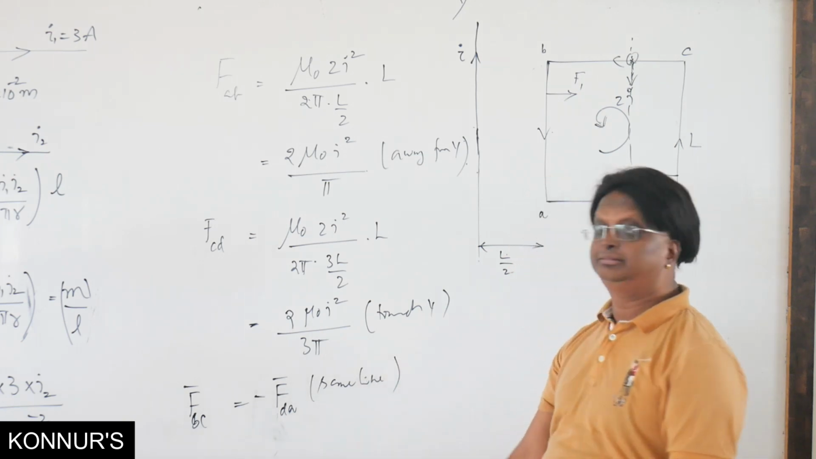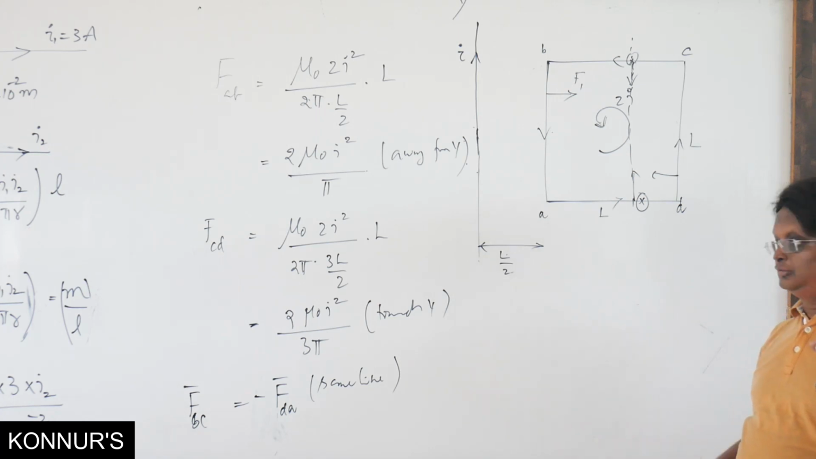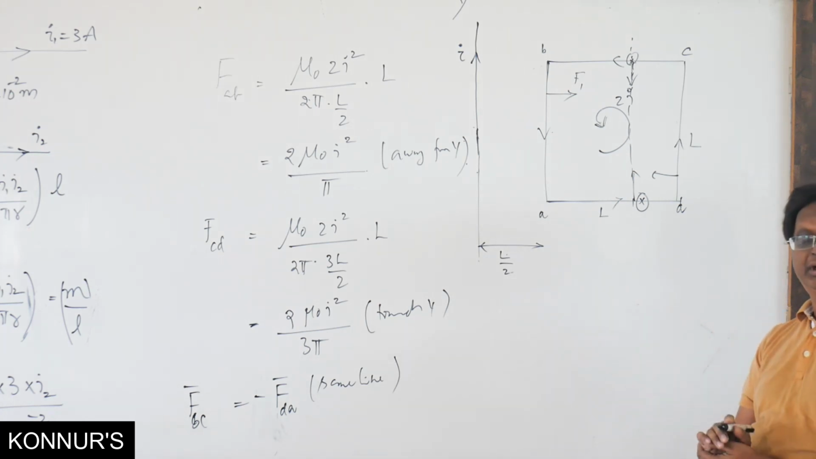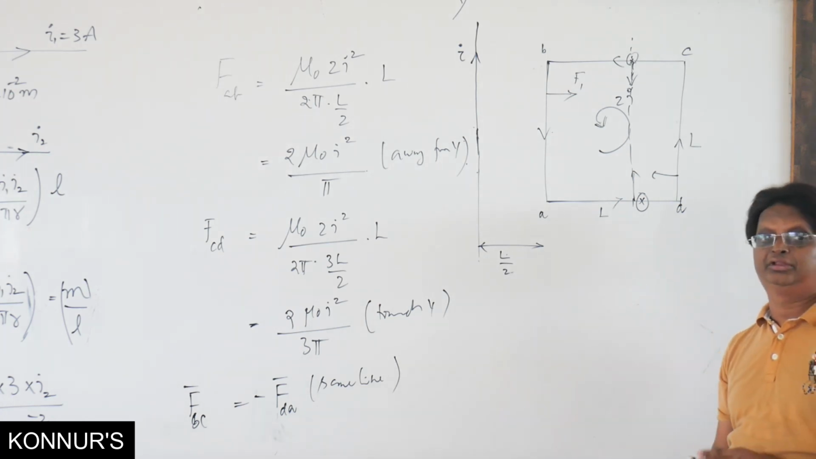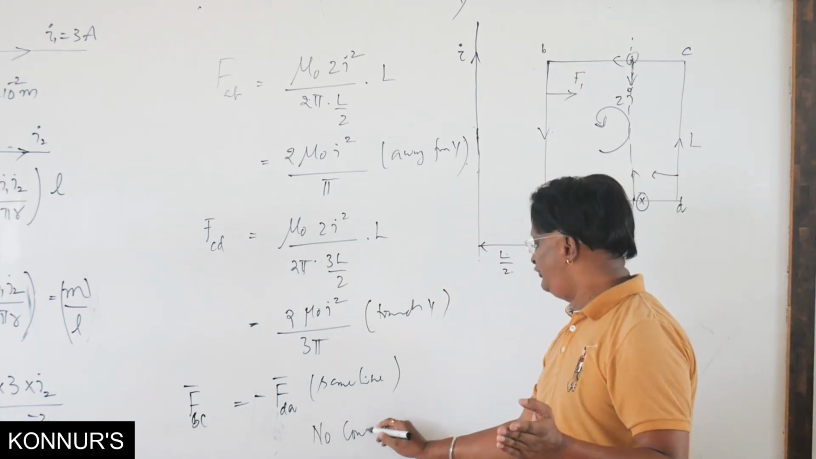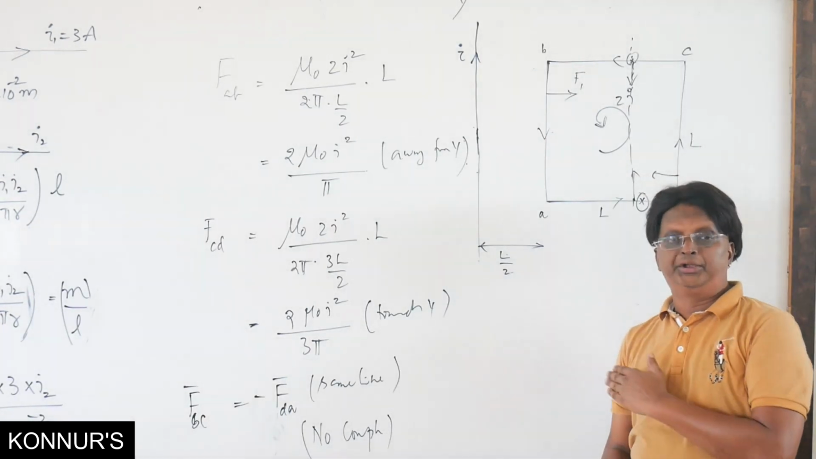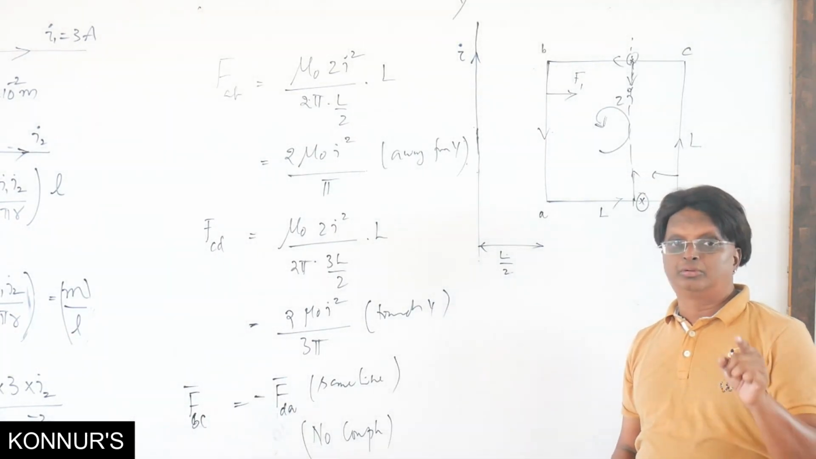Same line of action. What does it mean? Net force anyway happens to be 0 because they are equal and opposite. Since they are on the same line of action, there is no couple also. So here no couple is formed. No couple is formed means no torque. No torque means no rotatory motion.